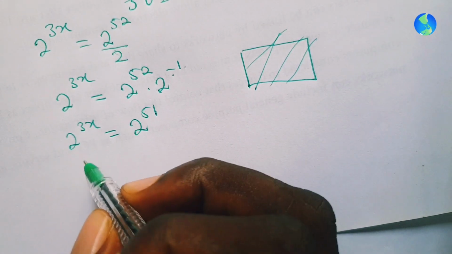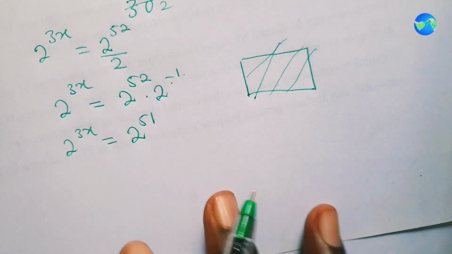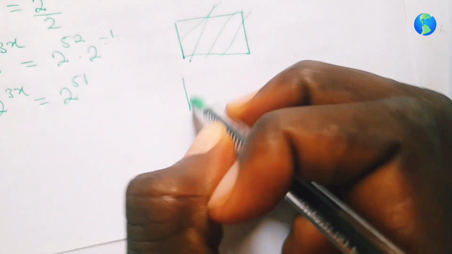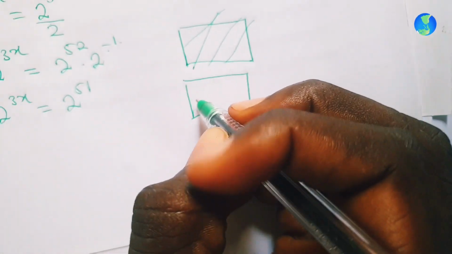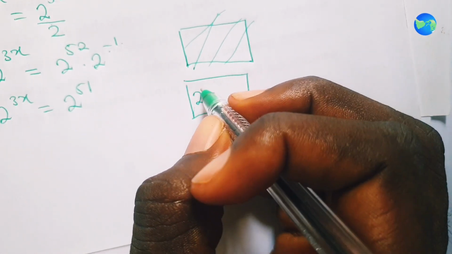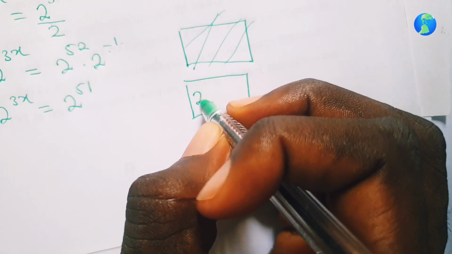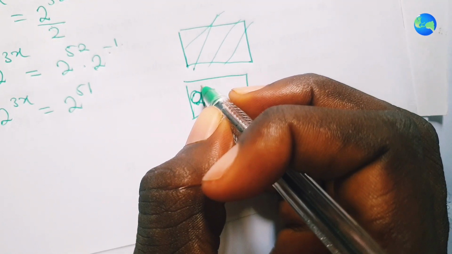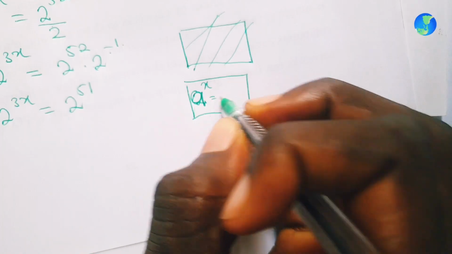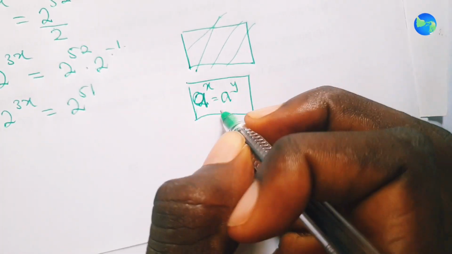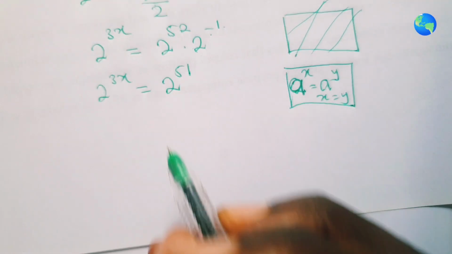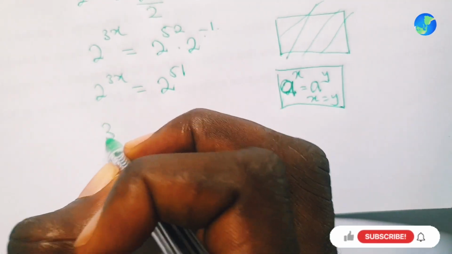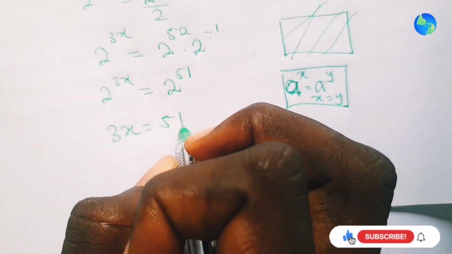So now, recall the law of indices that whenever you have same bases, let's use a to illustrate this example: a power x is equals to a power y implies x is equals to y. This is the rule we are going to use here. Same bases, we equate the powers. So this is going to be 3x is equals to 51.